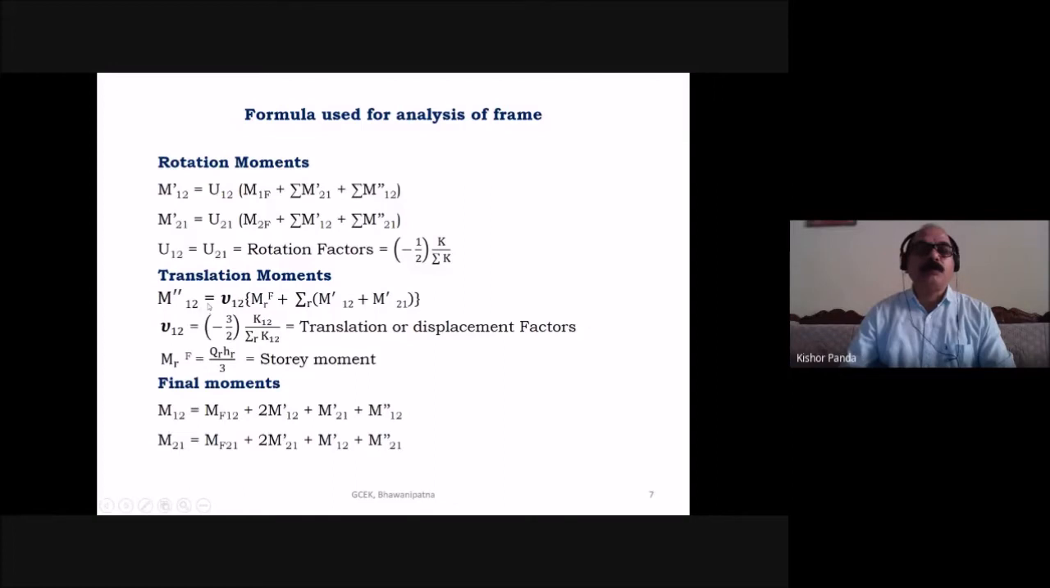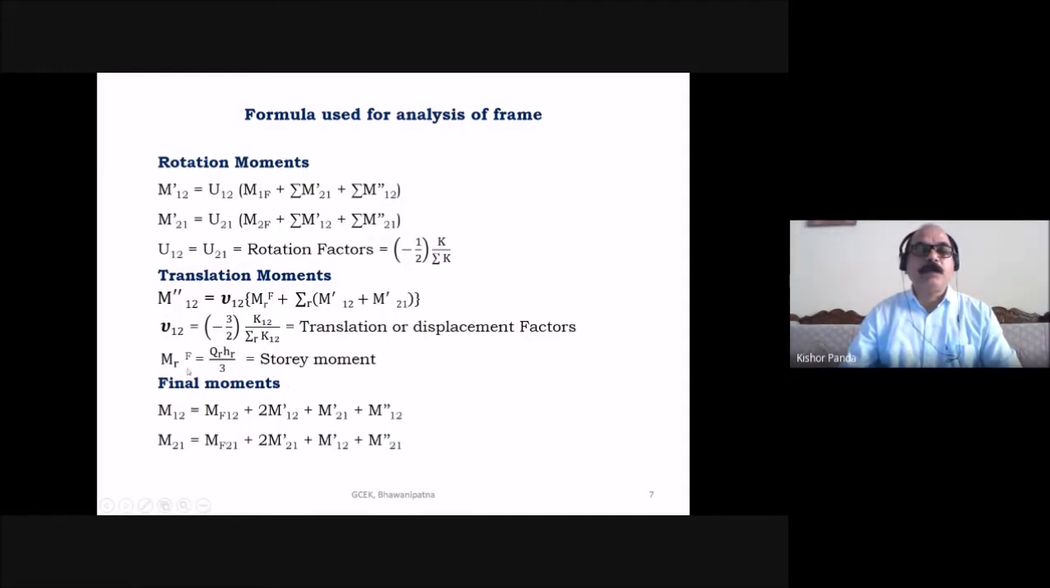M''12 is equal to ν into (MRF, this is the story moment, plus summation of M'12 plus M'21). So when you find out the translation moment, you have to use this formula: translation factor and the story moment, plus the sum of the rotation moment of the top end and the sum of the rotation moment of the bottom end. And this is the translation factor and this is the story moment formula.